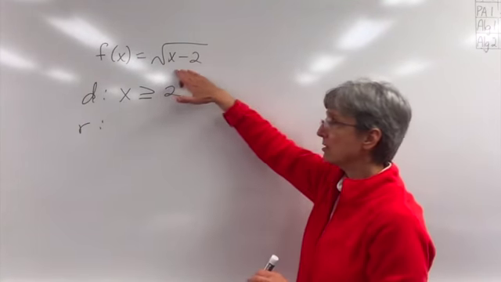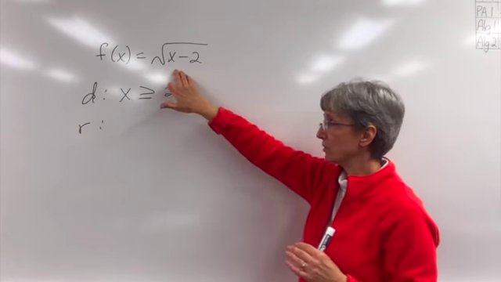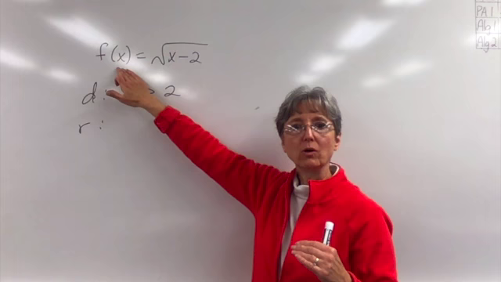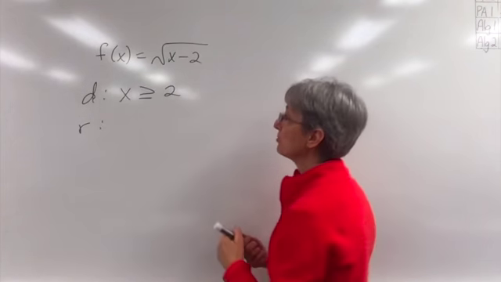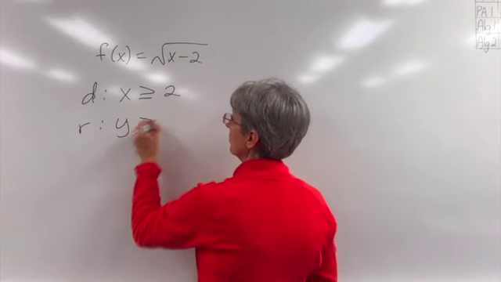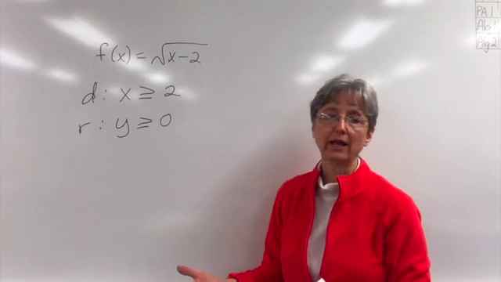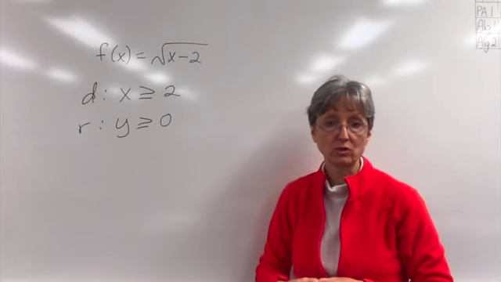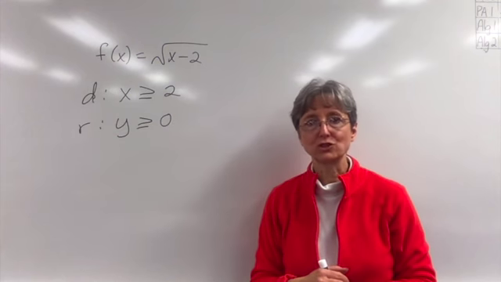Now I also want to find the range of this. Because the smallest this can be is 0, the square root of 0 would be 0, and then everything is going to be positive above that. So my range, my y's, are going to be greater than or equal to 0. I'm not going to have a negative answer from a square root. So here's my domain, here's my range.